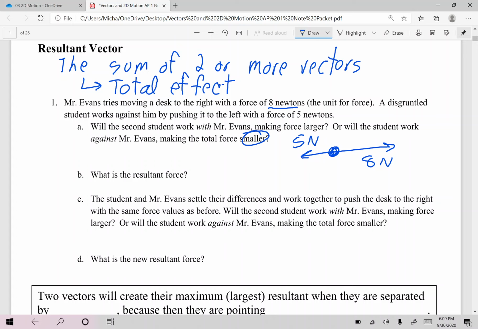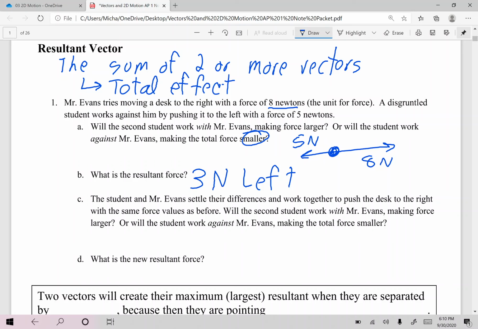If we've got 8 pulling to the right, 5 to the left, I think the resultant should be 3 newtons. Now, resultants are also vectors. They have direction. So I'm going to go 3 newtons towards the left. Cool. Awesome.